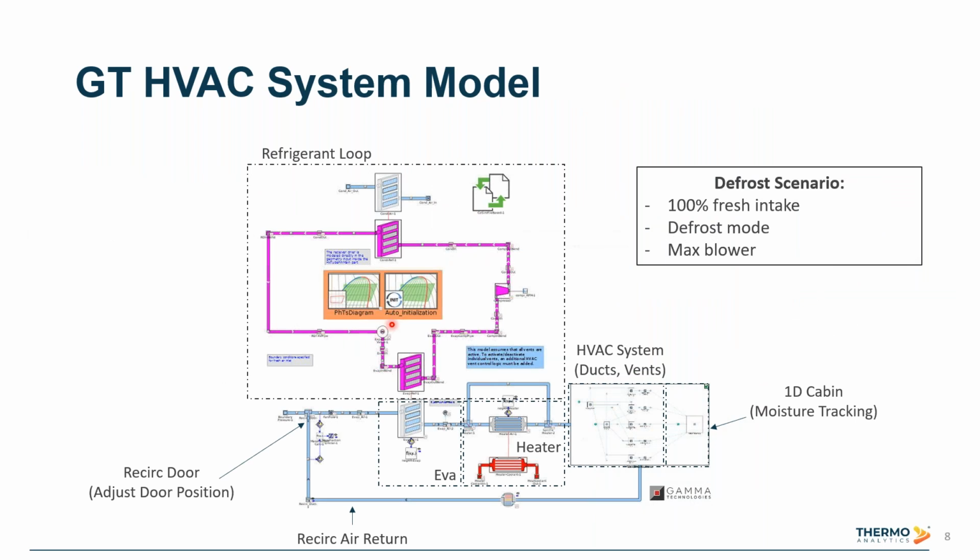This is an image of the HVAC system model used in this webinar. We have a refrigerant loop, a heater, and this is a warm-up scenario, so the heater is active. We have some HVAC system ductwork that's predicting the flow rates and the temperatures at the vents. This is a defrost scenario, so we have 100% fresh intake. We're in defrost mode, and we're operating at max blower speed.